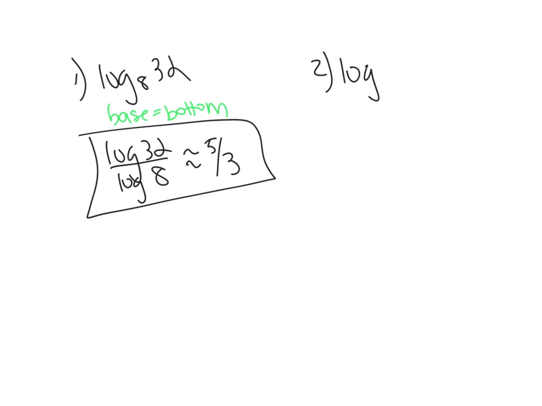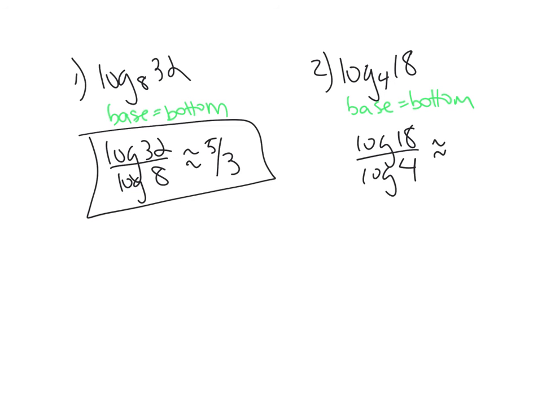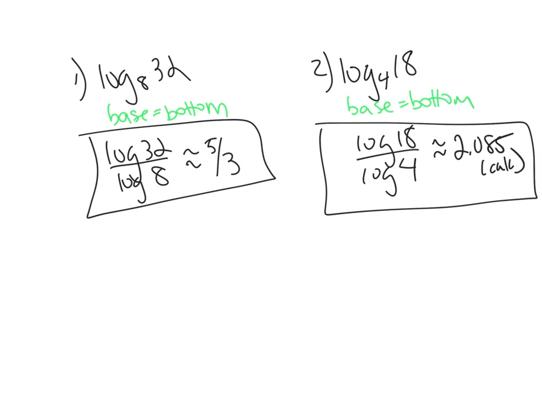So again, to try one more, if we have log base 4 of 18, again, all you got to remember is base on bottom. So log of 18 divided by log of 4. And again, once you have that more basic calculator, we can actually evaluate the log using base 10, and this one would be about 2.085 using a calculator. And that is it, the change of base formula. Just remember, base on bottom.